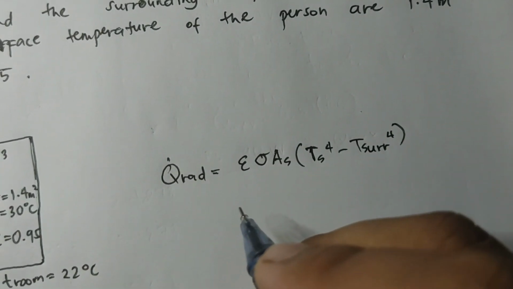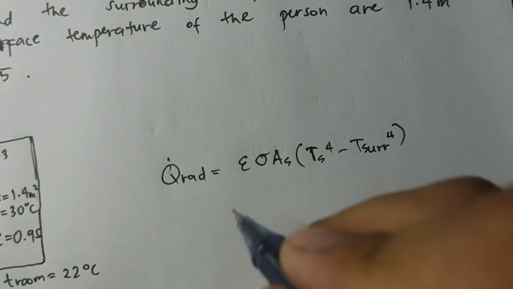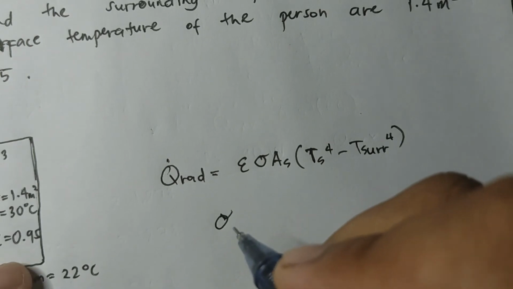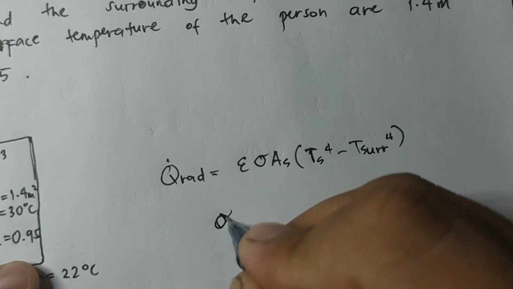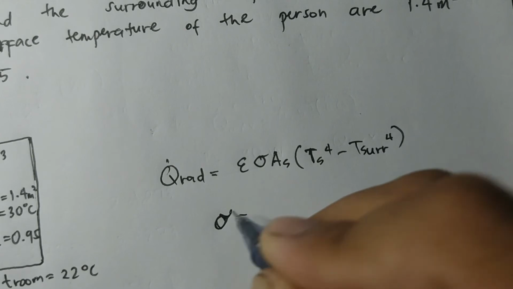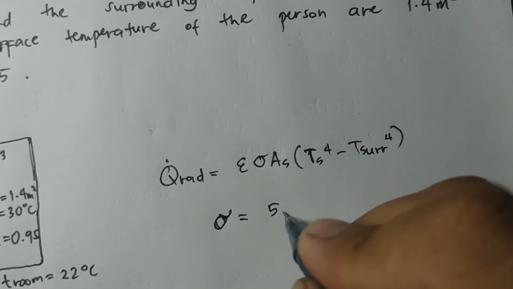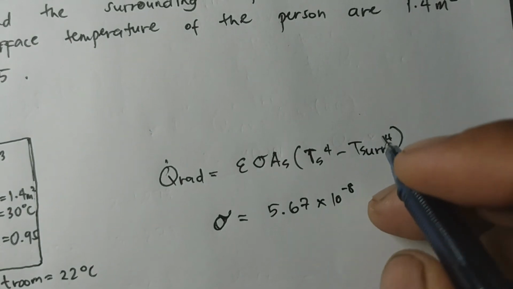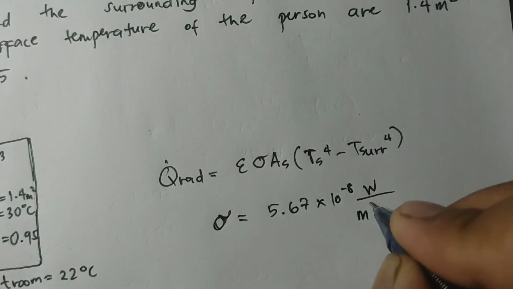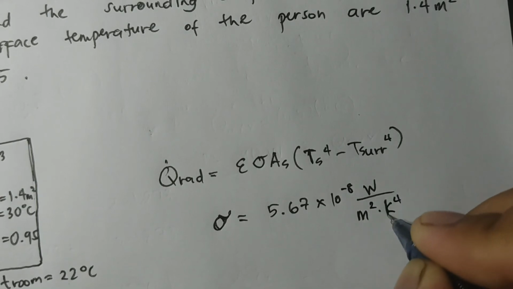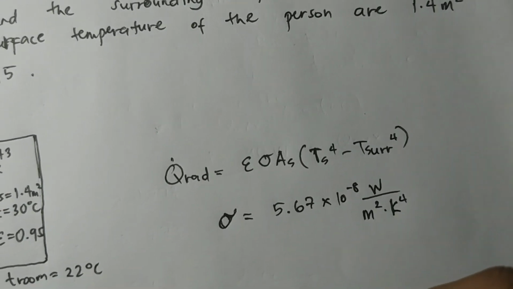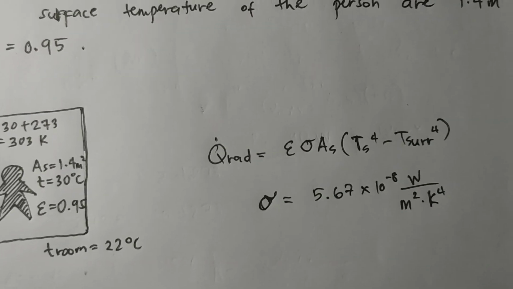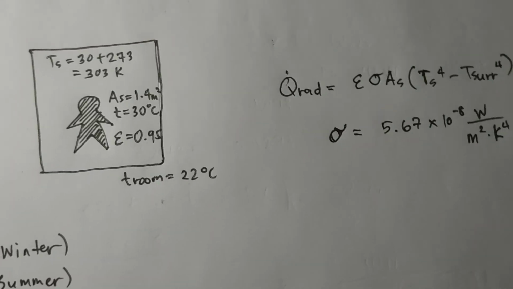So, ating ding babalikan ng emissivity is 0.95 which is gray body, and ang ating Stefan Boltzmann constant ay 5.67 times 10 raised to negative 8 watts per meter squared K to the 4th. Yan ang kanyang value. So, makakuha na natin ang heat of radiation. Pero unahin muna natin yung sa winter.